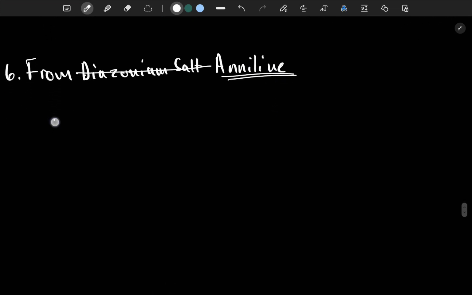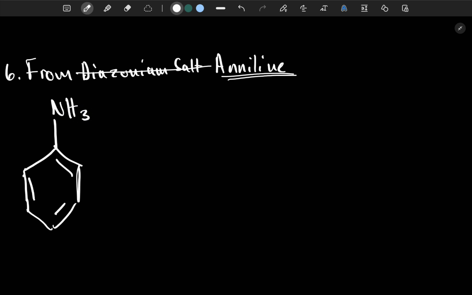So let's put it. What is aniline? It is an amine where you have your benzene ring, okay? And then on your benzene ring, you have the amine. This is the amino group, what makes it an amine. So it's an NH2, sorry. Okay, it's an NH2. That is what makes it an amine. So aniline is an amine, okay?